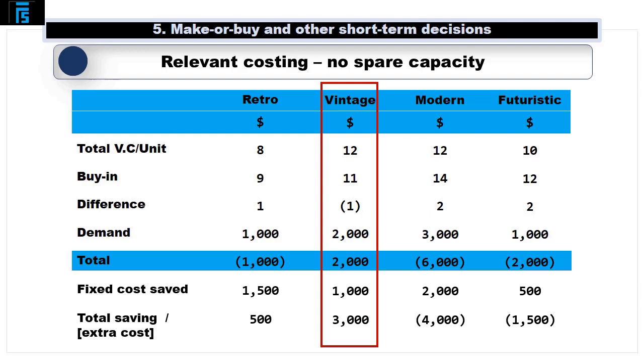As already mentioned, this decision is purely based on cost savings and does not take into consideration the other important factors already discussed. It should also be borne in mind that by buying in the retro and vintage shirts, this may result in there being idle labour or machine hours, which will still need to be paid for, and that this may not have been taken into account in the cost calculations we have just performed.